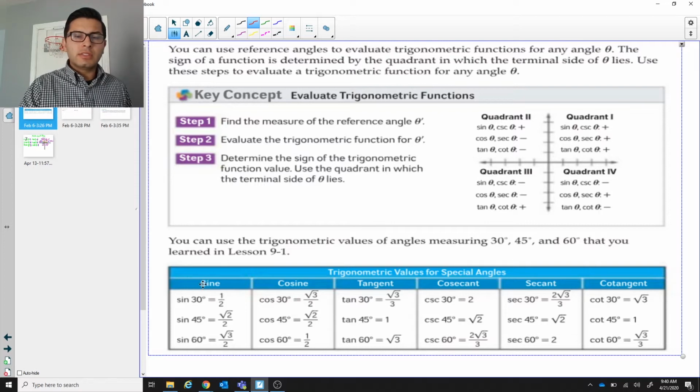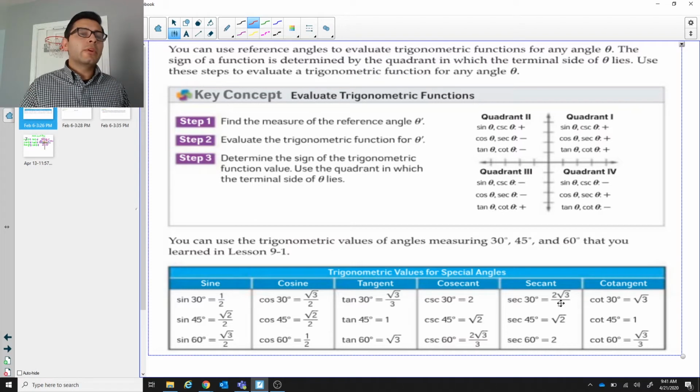So for instance, sine of 30 degrees equals 1/2. The cosecant of 30 degrees will just be 1/2 flipped over. And then you have your answer. Same thing with the cosine of 30, which will equal square root of 3 over 2, where the secant of 30 will just be that flipped over, and then you rationalize it.